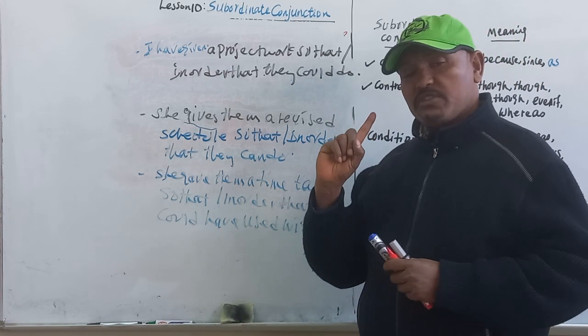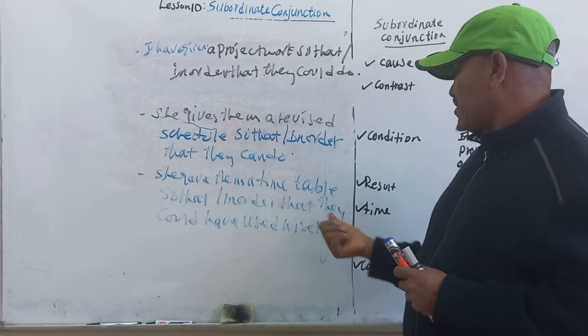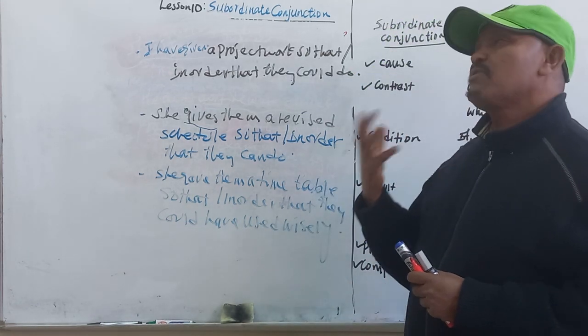The third example: she gave them a timetable so that, or in order that, they could have used wisely. Look here, I'm talking about the past, yeah?